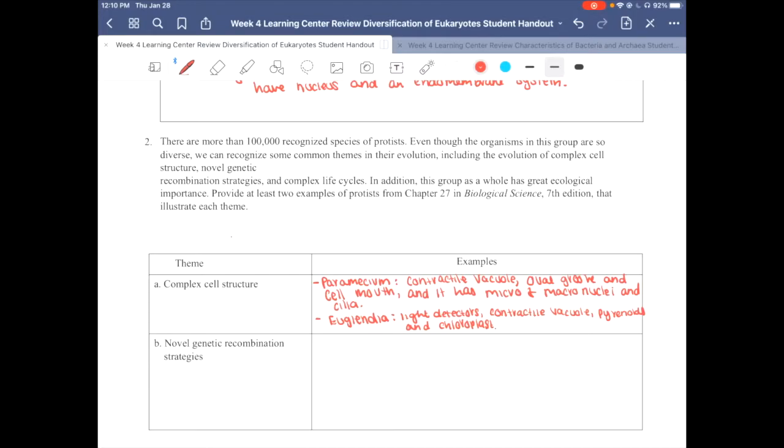Okay, so the next theme we're going to look at is novel genetic recombination strategies. Let's look at paramecium again. In the last section, I mentioned that they have macro and micronuclei, so we'll be looking at what exactly those do.